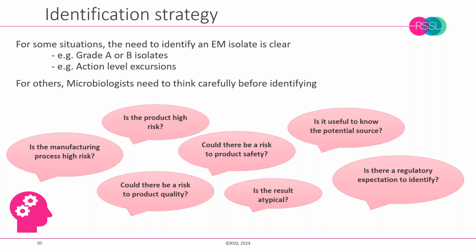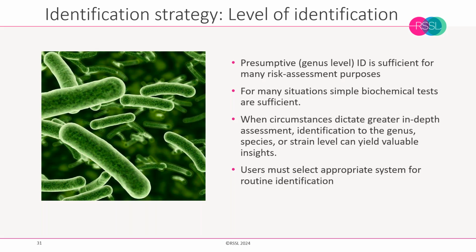Also, within the identification strategy, we also need to consider the level of identification. So as I mentioned earlier, in some cases, if we're looking at water systems, we might just be interested in identifying gram-negatives. In some cases, we might be satisfied with the genus. So we've got Staphylococci. Does it matter if it's Staphylococcus aureus or Staphylococcus epidermidis, for example?